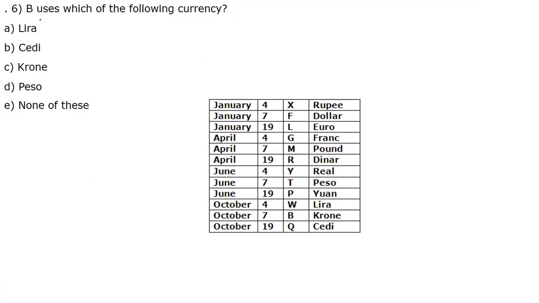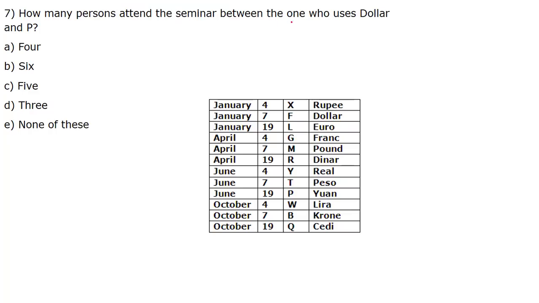So here is the first question. B uses which of the following currency? We need to find out B uses which of the following currency. It is krone. So therefore option C has to be our answer. That is nothing but krone here. The next one is, how many persons attend the seminar between the one who uses dollar and P? Between dollar and P, what is the gap? So dollar is here and P is here. So 1, 2, 3, 4, 5, 6. There is a gap of 6 persons between dollar and P. So therefore our answer has to be 6.